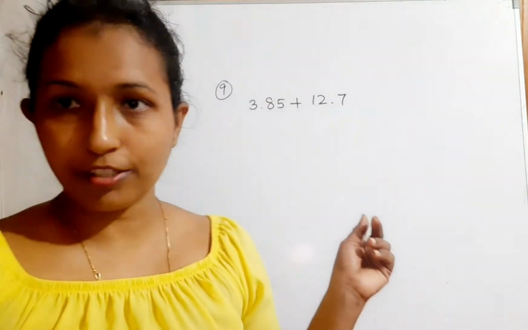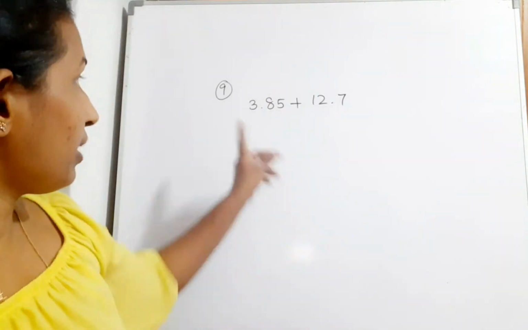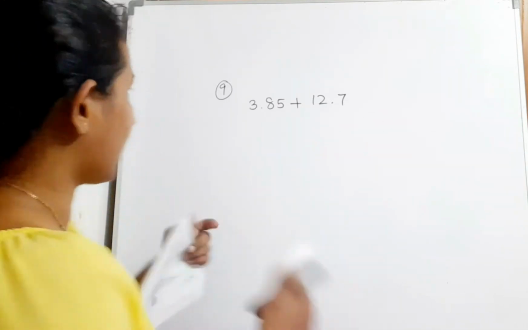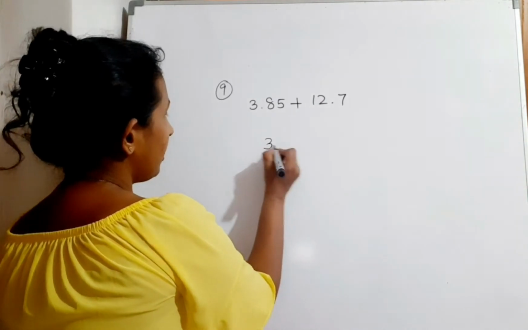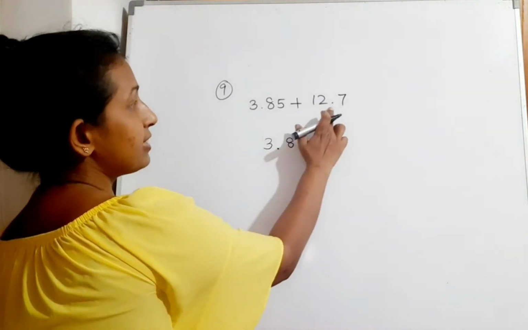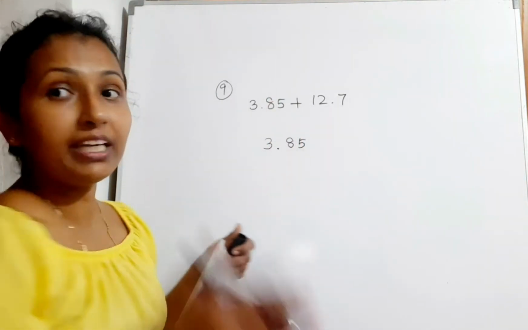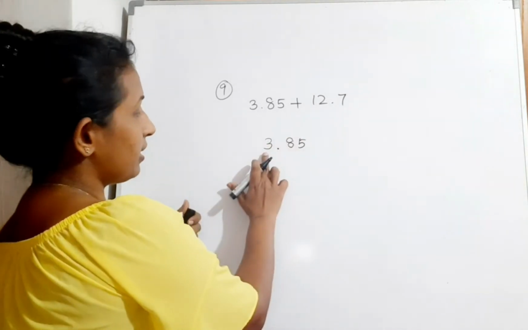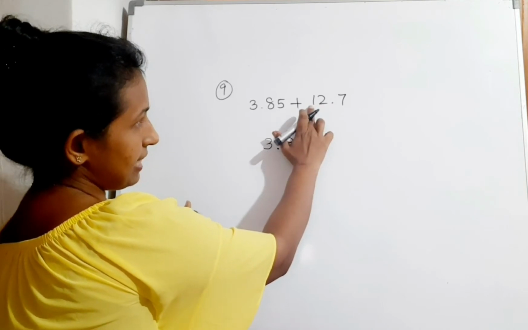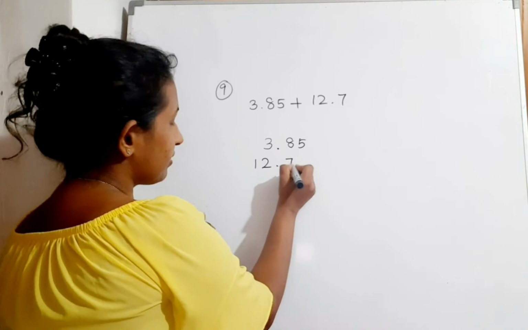In the 9th question, you have to add decimal numbers. If it is difficult to add in this way, you can write one under the other. Okay, I will write in that way. 3.85. Then how to write this one? Here the decimal points should be one under the other. That means they should be in one line. So this is the ones place. Here also the ones place is 2. This is the tens place. So you have to write in this way and 0.7.